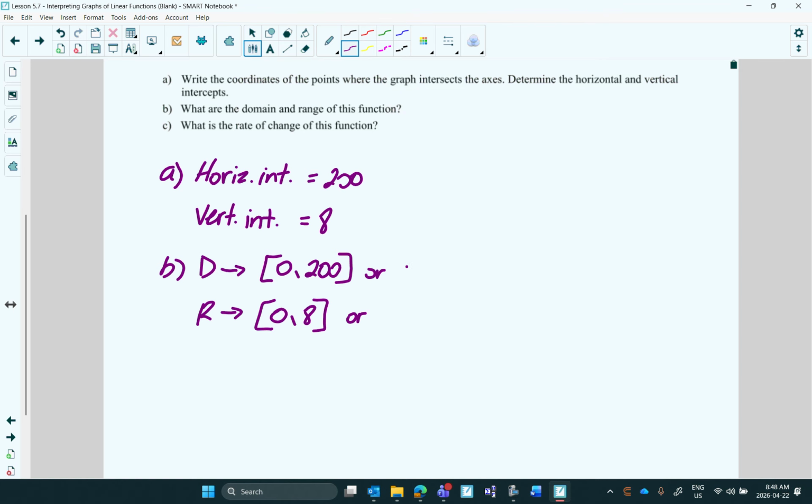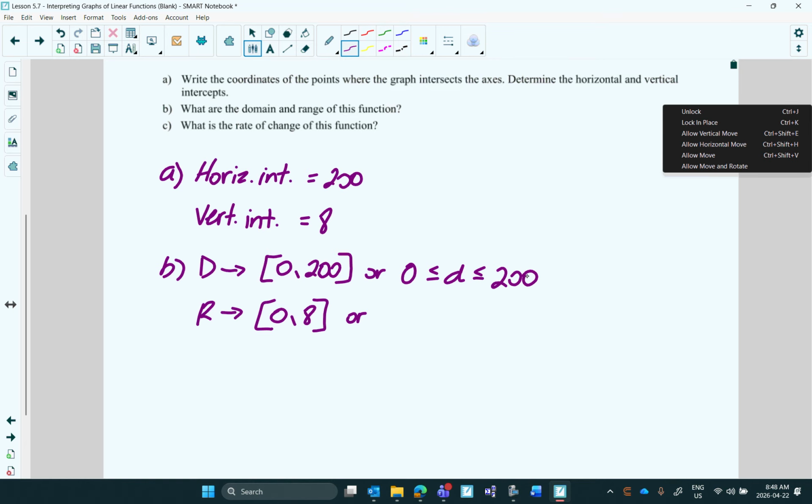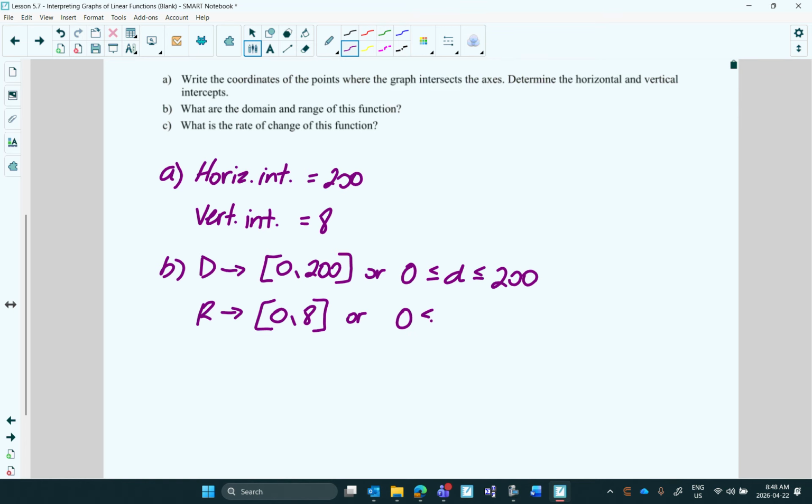So we could say 0 is less than or equal to, it's called D instead of X this time, for 200. And for this, it's 0 is less than or equal to capital B instead of Y. You don't have to write both of them. Okay, that's why I say or. Most students like interval notation. I find it easier to work with.